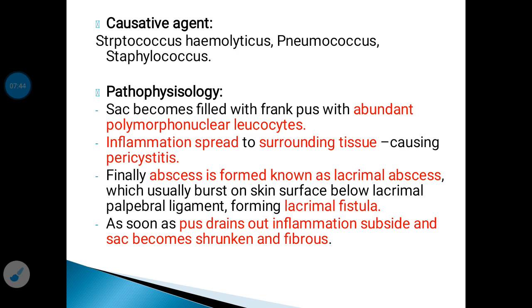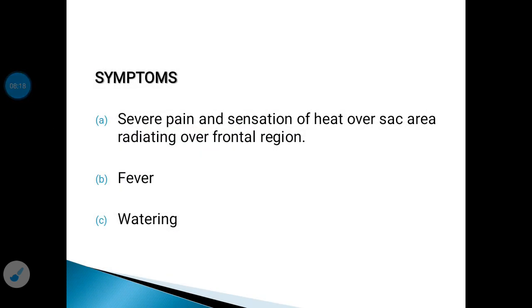Now regarding the pathophysiology, the sac will become filled with frank pus due to the abundant polymorphonuclear leukocytes. Inflammation will spread in the surrounding tissue, resulting in pericystitis. Finally, an abscess is formed, known as lacrimal abscess, which usually bursts on the skin surface below the lacrimal palpebral ligament, forming the lacrimal fistula. As soon as the pus drains out, inflammation subsides and the sac becomes shrunken and fibrous.